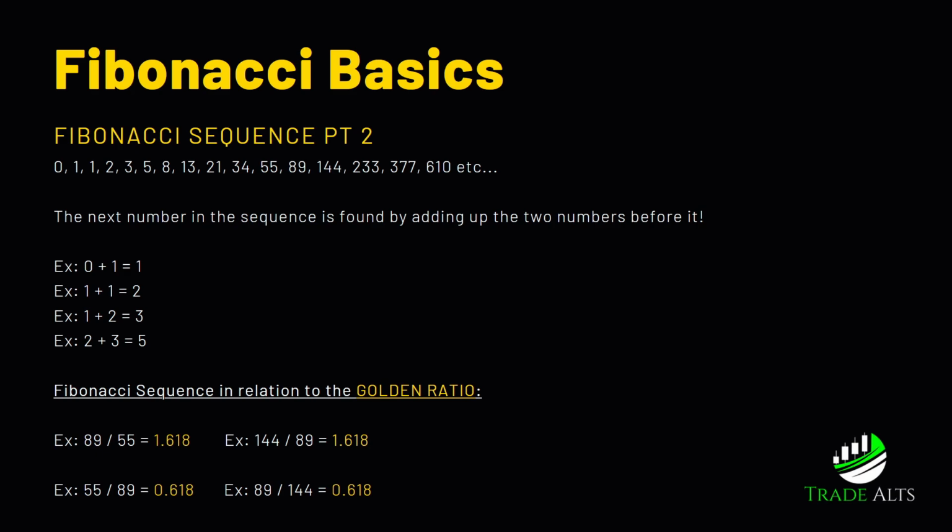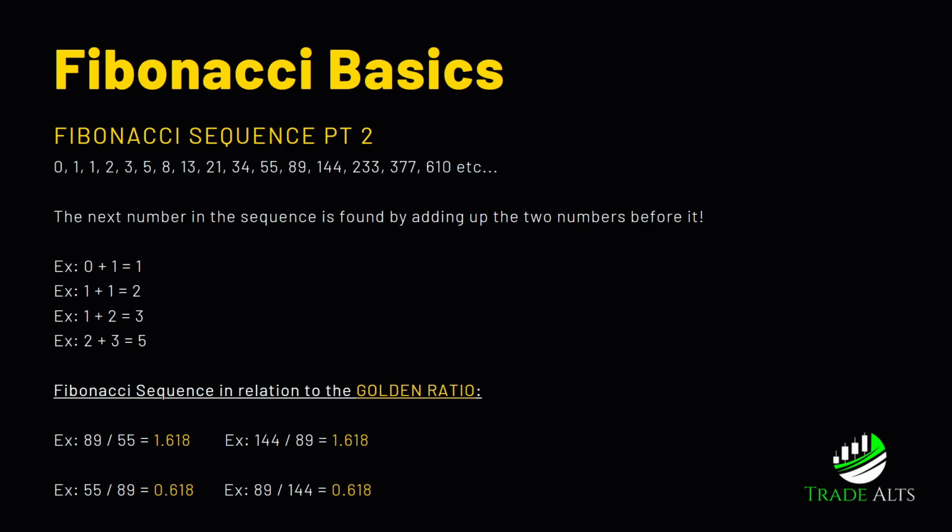But in relationship to the golden ratio, if you take one of the numbers, for example, we're going to use 89 and 55, which are both part of the Fibonacci sequence. If you divide 89 by 55, you get 1.618. And then if you inverse it and divide 55 by 89, you get 0.618. It's incredible.